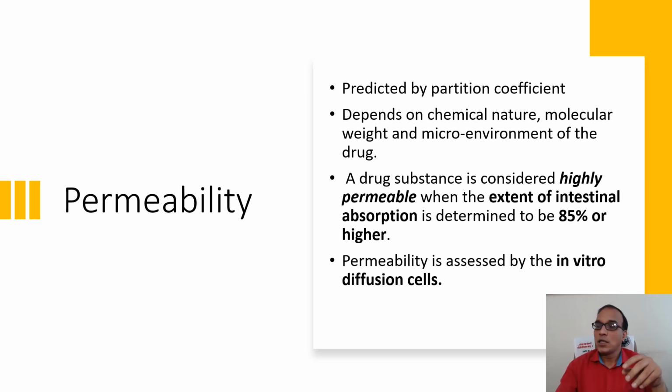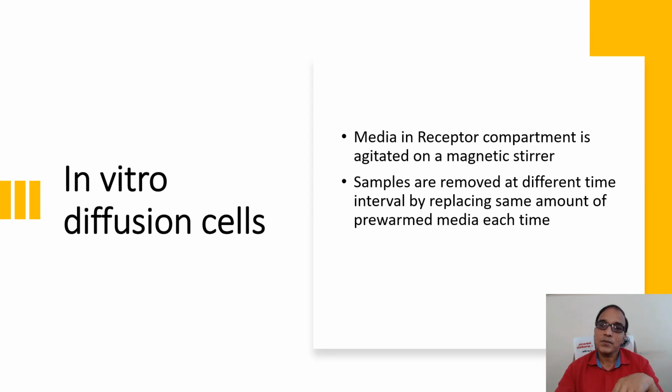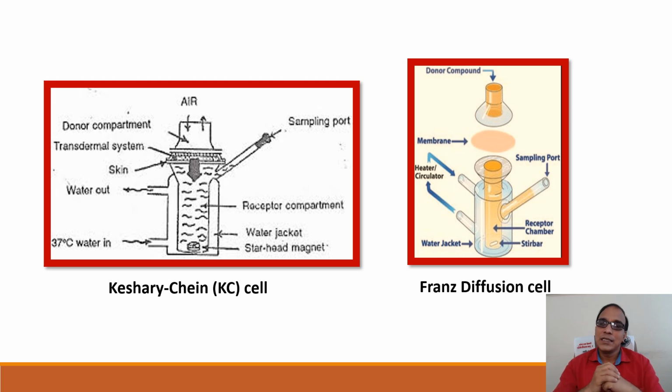Let's see some of the diffusion cells. These in vitro diffusion cells are smaller in size. They have two compartments, donor and receptor, and in between them a semi-permeable membrane. It may be human cadaver skin or rat intestinal skin, mounted between these two compartments. The media in the receptor compartment is agitated on a magnetic stirrer, and samples are removed at different time intervals by replacing the same amount of pre-warmed media each time. As you can see, the Franz diffusion cell and the Keshary-Chien diffusion cell.